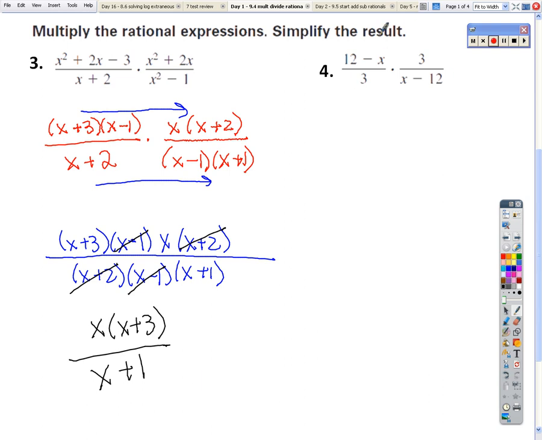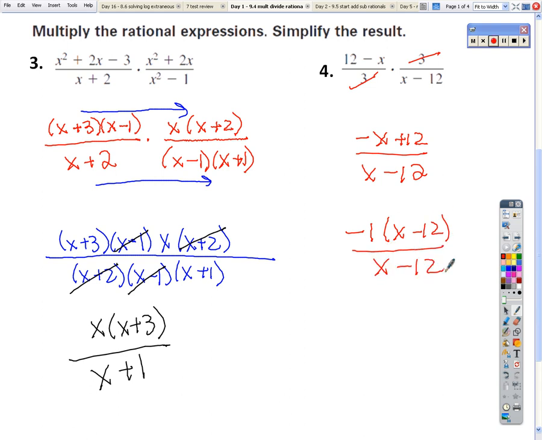Okay, so we're going to do the same thing here. Now, before I even start, I can cancel these 3's. So I'm left with negative x plus 12 all over x minus 12. Now, looking at this, I notice they're really similar. So if I factor out a negative 1 from the numerator, I can cancel my x minus 12's. And my final answer is negative 1.